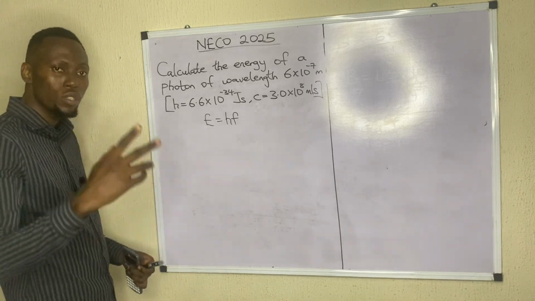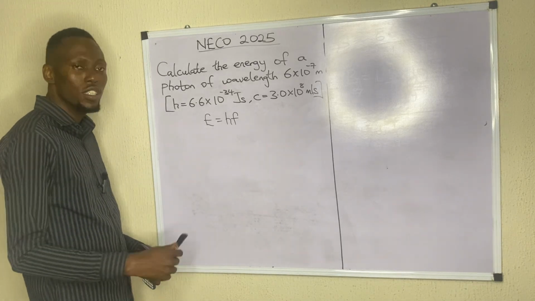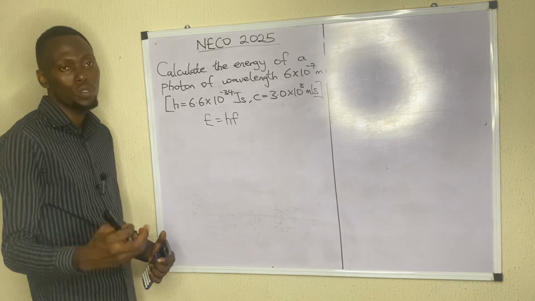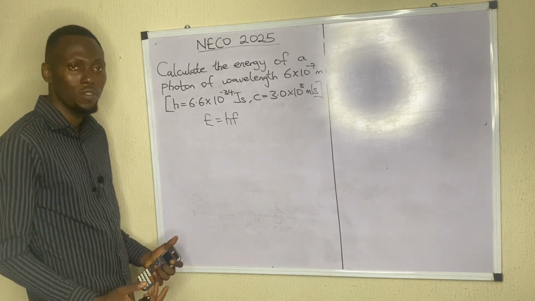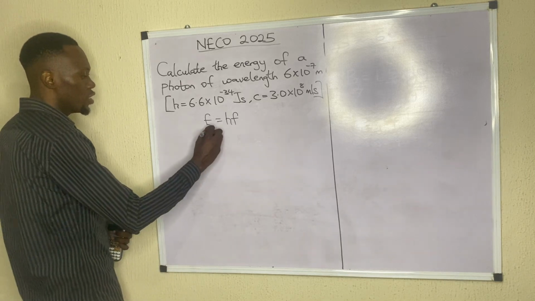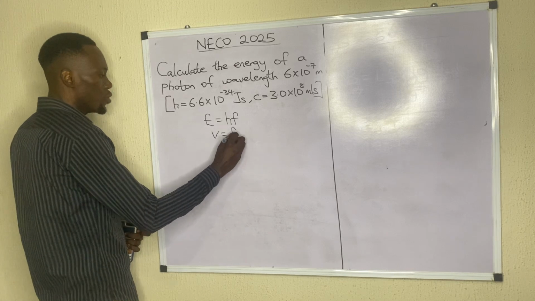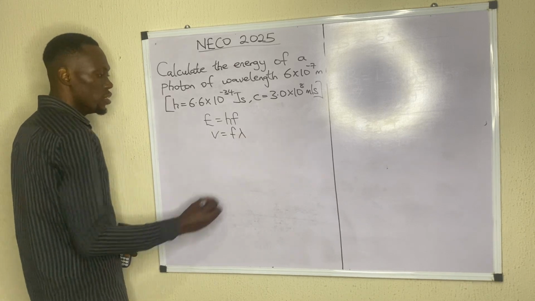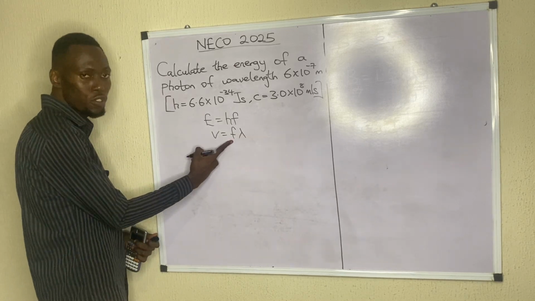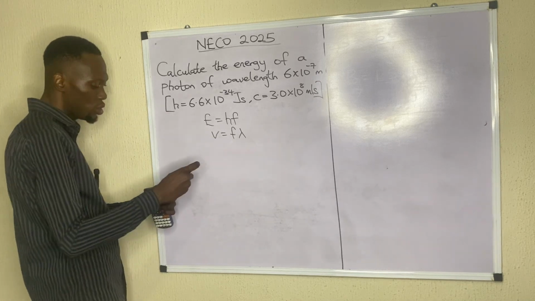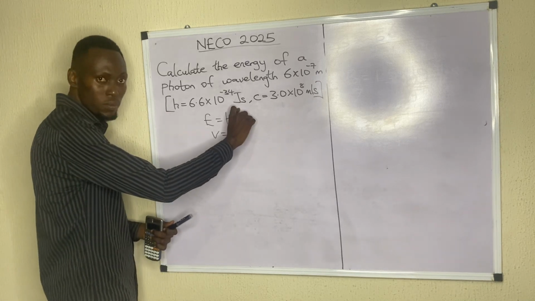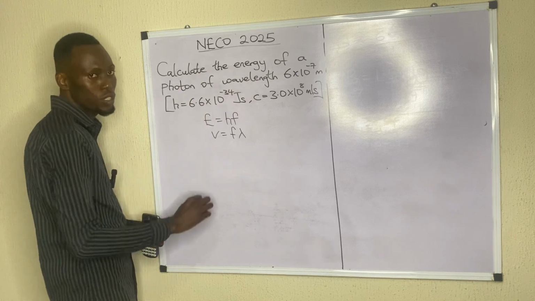But if you can recall during our wave classes, there's a formula that relates speed, frequency, and wavelength. And that formula says that the speed is equal to the frequency times the wavelength, right? Now, I can make the frequency the subject of the formula because the equation requires the frequency, right? But the frequency was not given in the question.